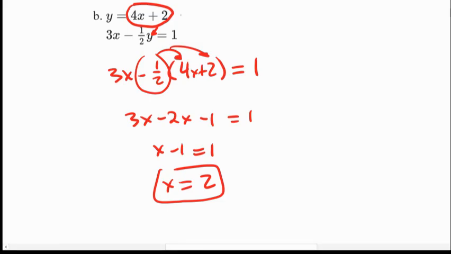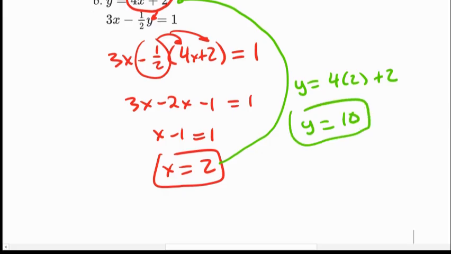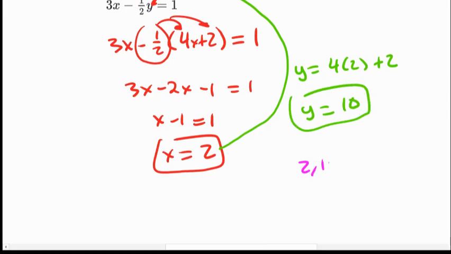Then I'm going to plug that back in using substitution. So y equals 4 times 2 plus 2. y is equal to 8 plus 2, which is 10. And so my solution here is (2, 10), or x is equal to 2 and y is equal to 10.